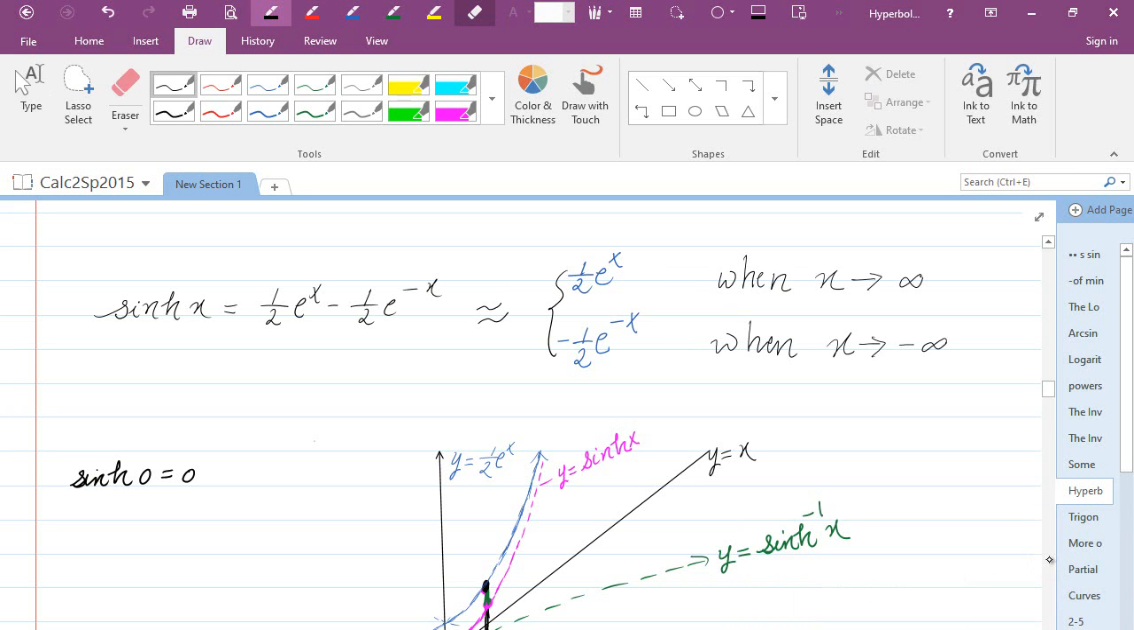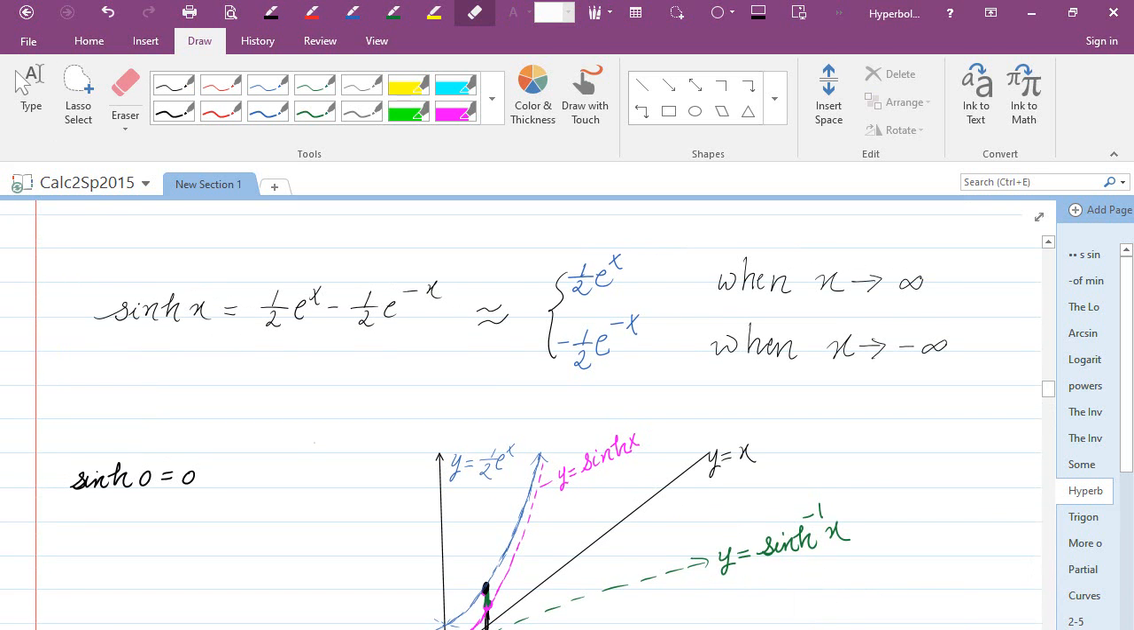All right, so what I want to do now is look at the graph of the hyperbolic sine function. Before I show you the graph, let me point out some interesting fact about the hyperbolic sine function. So the hyperbolic sine function is given by half e to the x minus half e to the negative x.